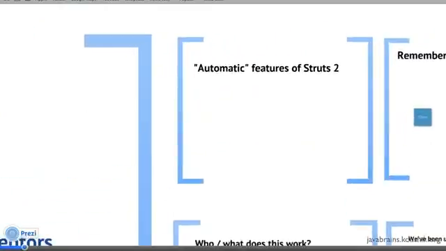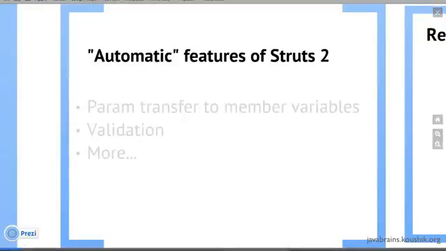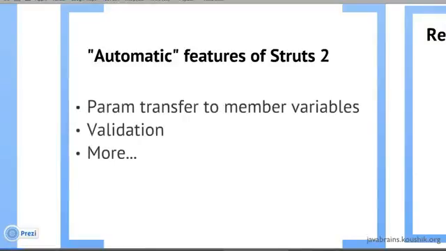If you look at all these automatic features in Struts 2, some of them are the transferring of parameters from your struts form to your member variables in the action class. And the other thing we saw was validation. We did not really have to make calls to validation. There was already a validation framework in place. You just had to supply the validation logic. And there are a lot of things which we haven't even covered yet. But all these features just come out of the box in Struts 2. You don't have to code each and everything yourself. And hey, that's the advantage of using a framework like Struts 2.